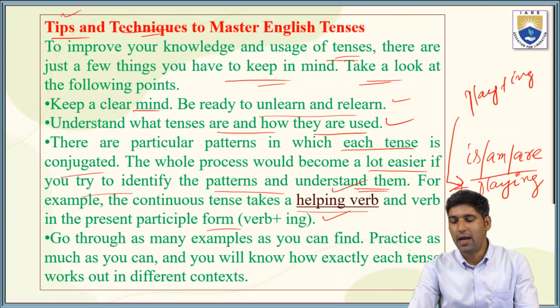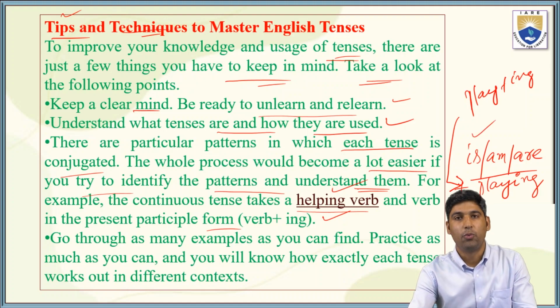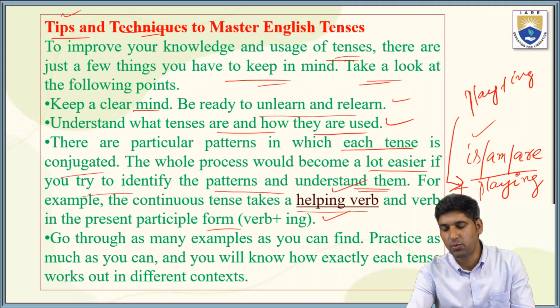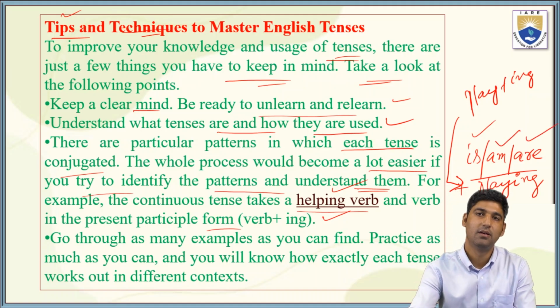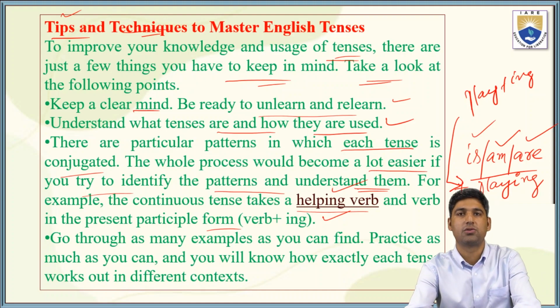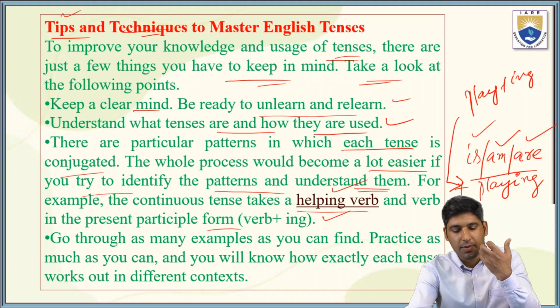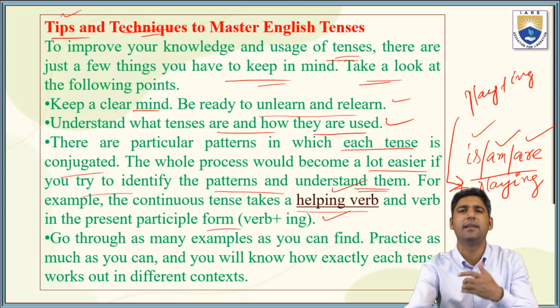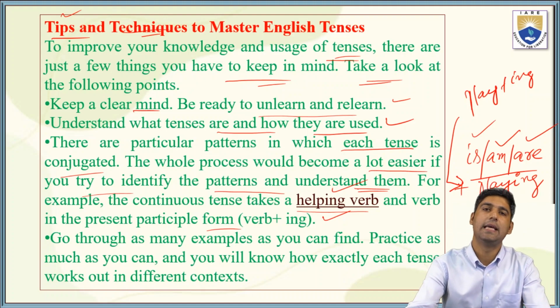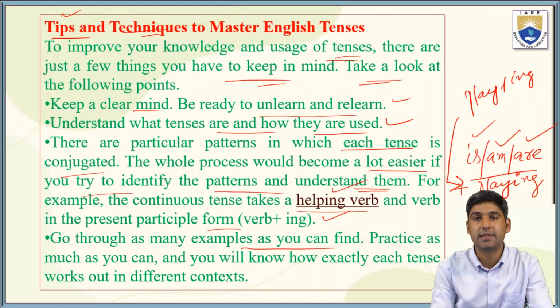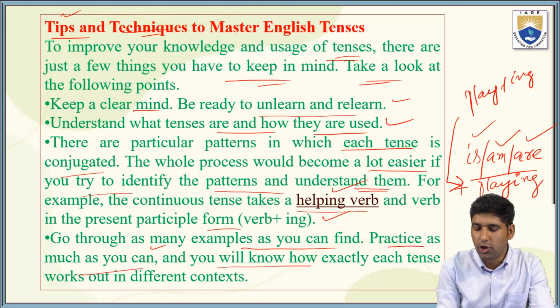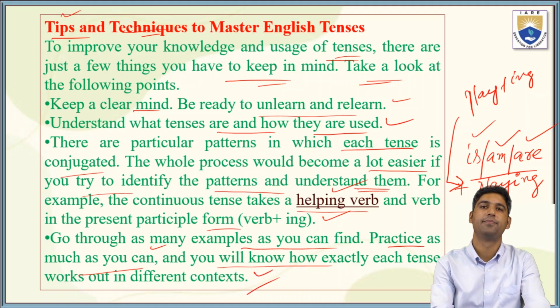For is, am, are, we have to know with what subject to use is, with what subject to use am, and with what subject to use are. So this pattern has to be identified and understood, then this whole process will seem easier to us. Then go through as many examples as we can find. Practice as much as you can and you will know how exactly each tense works out in different contexts.